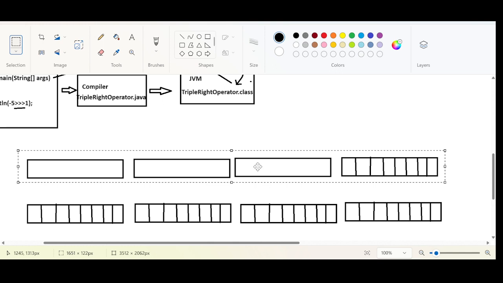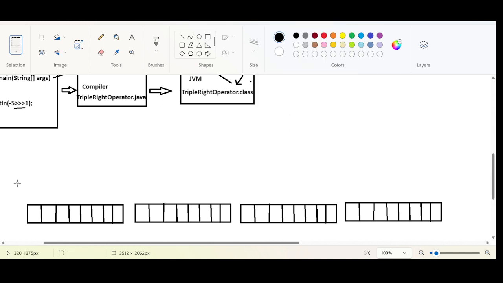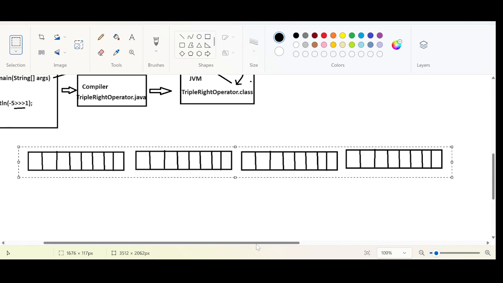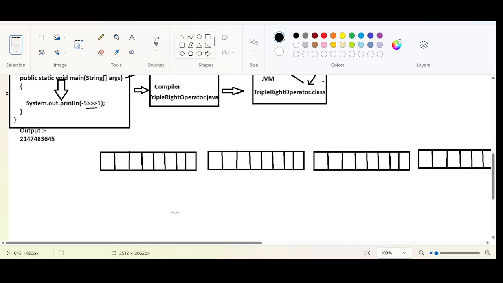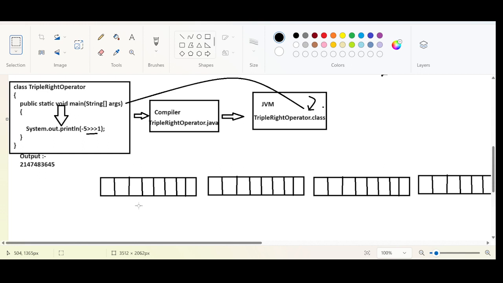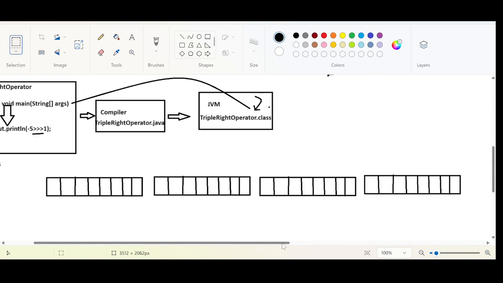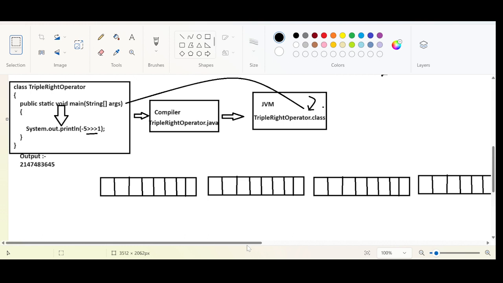Let me remove this. Now, try to understand this. Same thing, but this time we are using a negative number. Previously it was a positive number, right? But now we are using what? We are using a negative number, right? How to convert the positive? First of all, we need to represent the negative number in the form of binary, right? We already know a negative number can be represented.